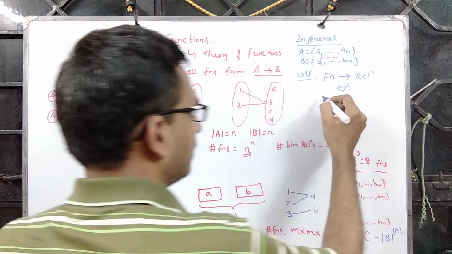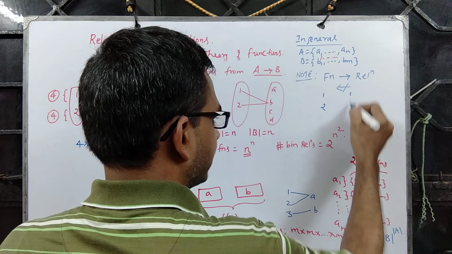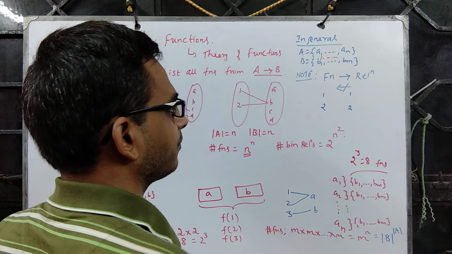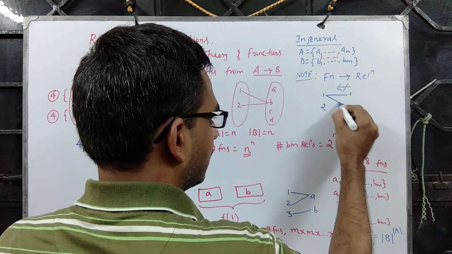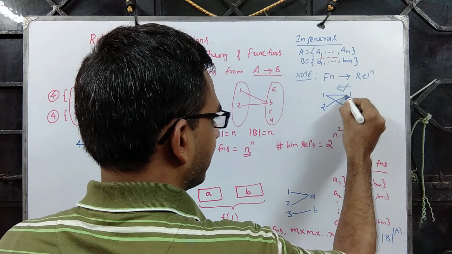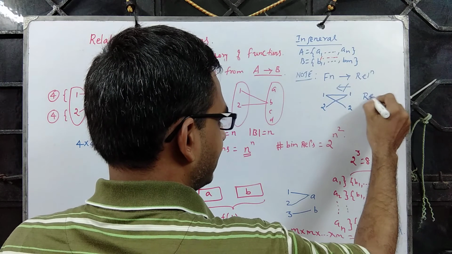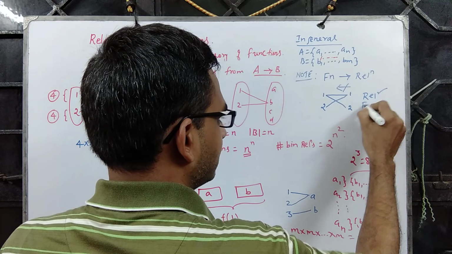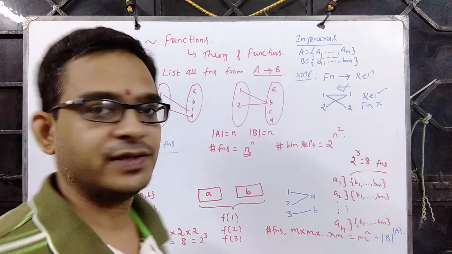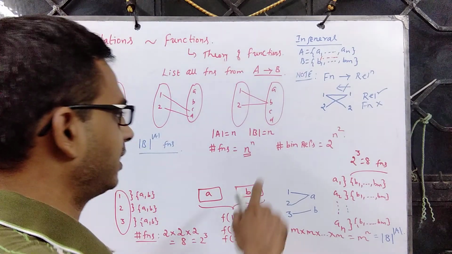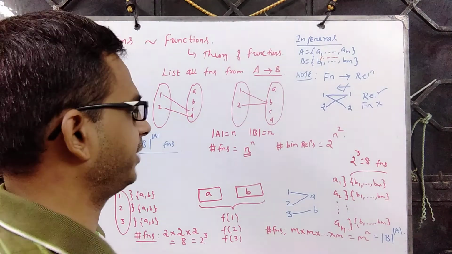For example, you have 1, 2, this side also say 1, 2. Okay. Now 1 comma 1 and 1 comma 2 say 2 comma 1. Fine. This one is a relation, but this is not a function. So relation need not imply function. So which means every function is a binary relation and converse need not be true.